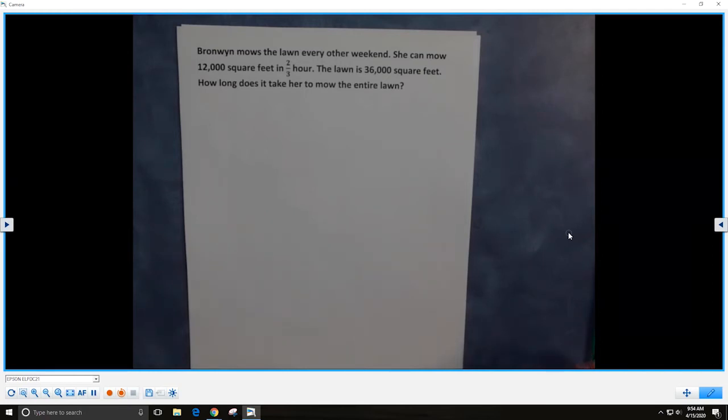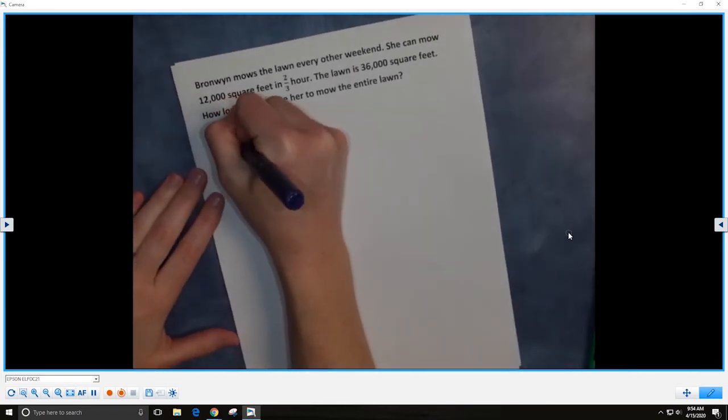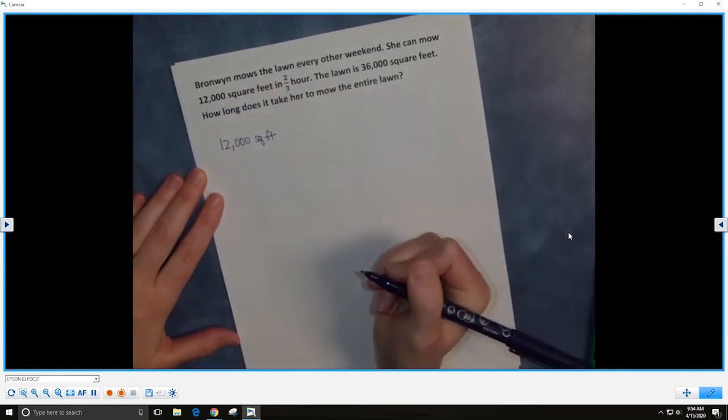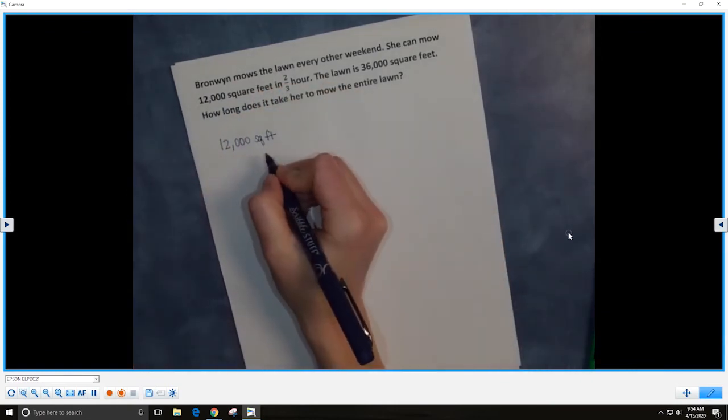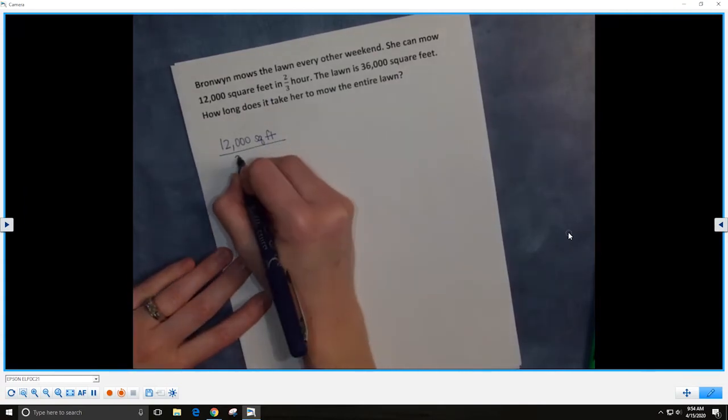Well, let's create a ratio that tells us how many square feet per hour Bronwyn mows. What would that ratio look like? Since she mows 12,000 square feet, or excuse me, not per hour, she mows 12,000 square feet every 2/3 of an hour. So the ratio would look like this.